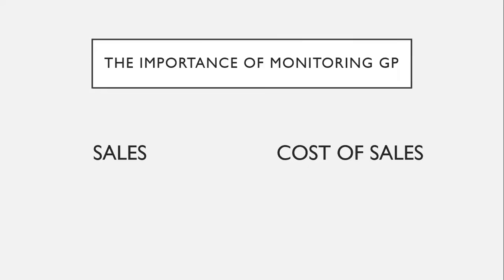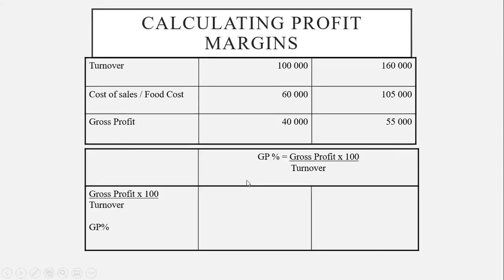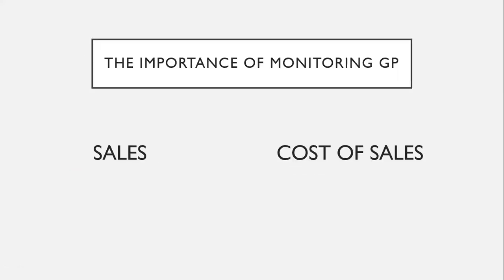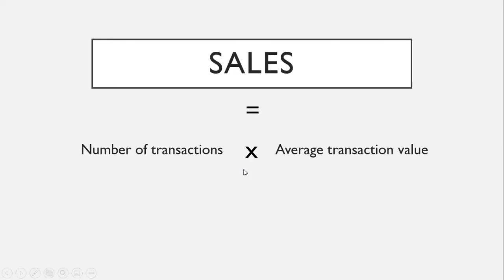So the next thing we're going to talk about is the importance of monitoring GP in your business. And as I said earlier on, gross profit is a function of two things. It's a function of sales, and it's a function of cost of sales. Because remember, when we did this calculation, sales turnover minus cost of sales is what gives you your gross profit. So when we think about GP, there are only two things that can affect it: either your sales or your cost of sales. So if your GP goes out of sync for some reason, these are the two places that you need to look to see what's going on.